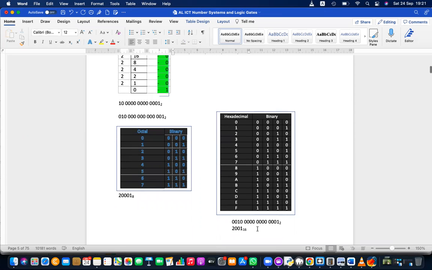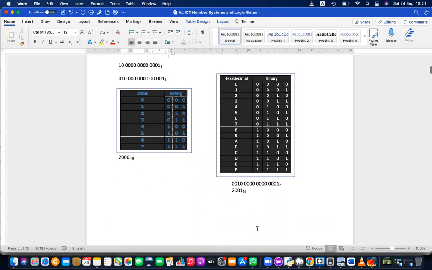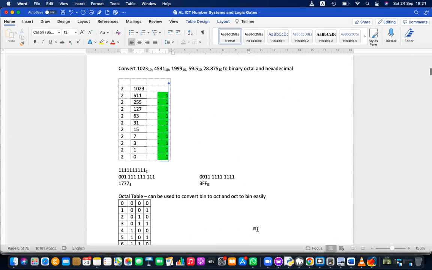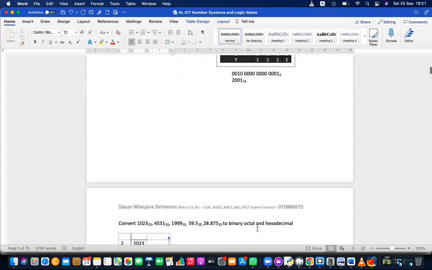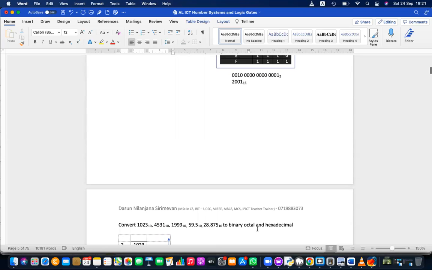Okay, we have to learn a few more things like converting numbers. Try these numbers also, right? I'll give this as homework, so please write this down quickly.